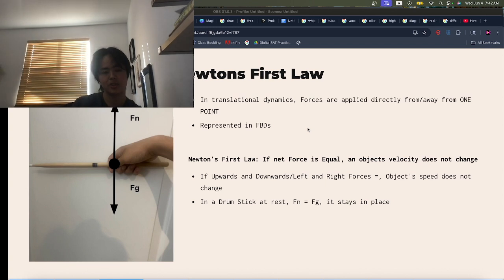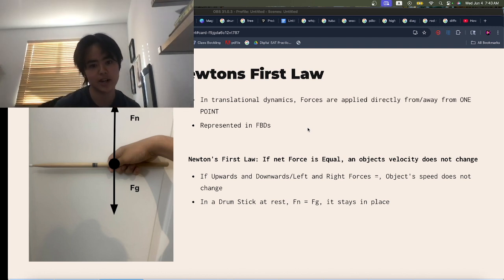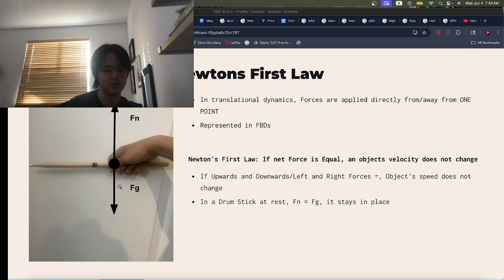Let's start with forces. So in translation with dynamics, a force is applied directly away from one point. It is represented in free body diagrams. Newton's first law: if the net force is equal to zero, the object's velocity does not change. This could mean it's either at constant velocity or at rest. If the forces on the object all cancel each other out, or there are no forces, then it will stay like that. So this is an example of the drumstick resting in my hand. One force is the force of gravity, which pulls the stick downward, and the normal force from my hand, which pulls upward, but there's a net zero force, so my stick is not moving as it's in my hand, and it's not accelerating.